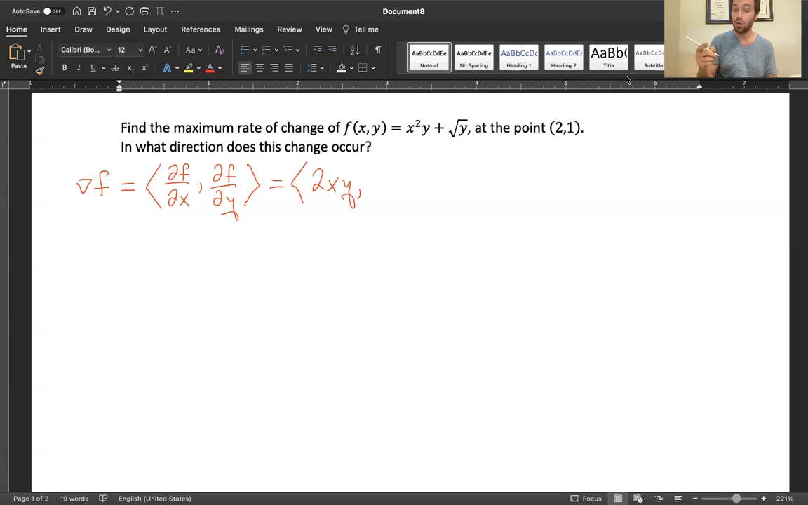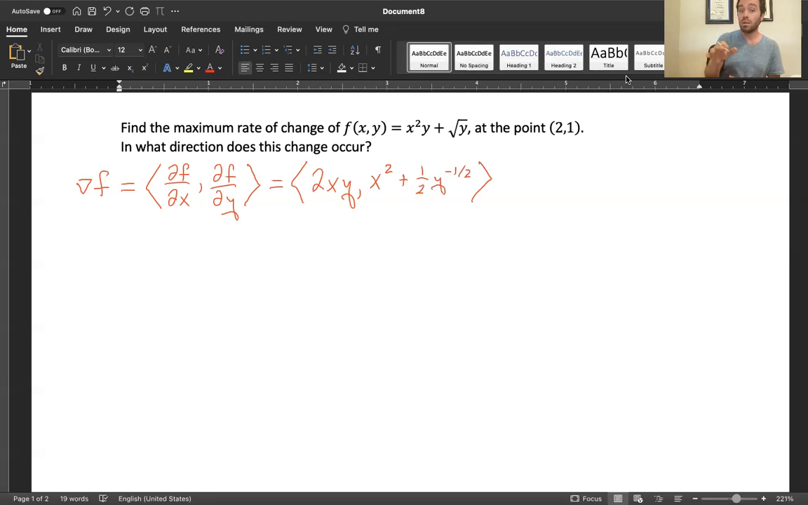Now the partial with respect to y. From y's perspective, this is a constant. So the derivative of the first term there, the x squared y, from y's perspective, is x squared, the same way that the derivative of like 3y would be 3. X squared is a constant from this perspective. So the derivative there is going to be x squared, but then plus the second part, plus 1/2 y to the negative 1/2.